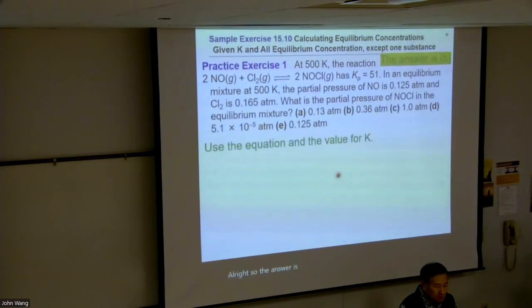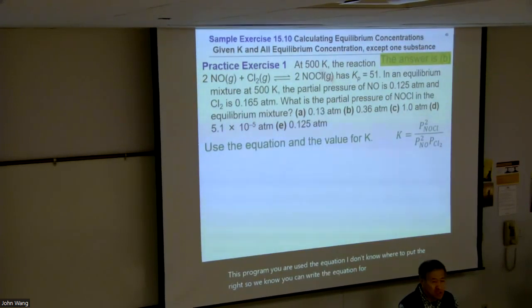So in this problem, you are using two things: the reaction and the value for the KP, right? So you know you can write the equation, okay? You can now put in your chemical reaction equation. If using your chemical reaction equation, the gas state goes in the KP, but if something is solid or liquid, never put them in the KP. So all those in gas, we put in the KP, and I use the coefficient as a power, as a component.